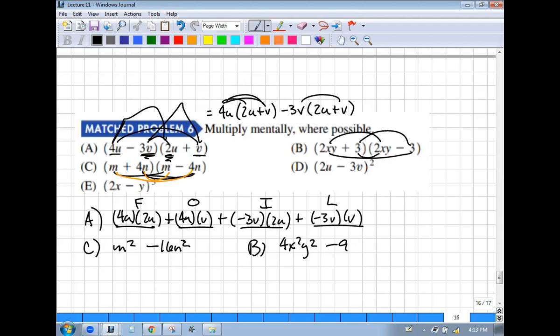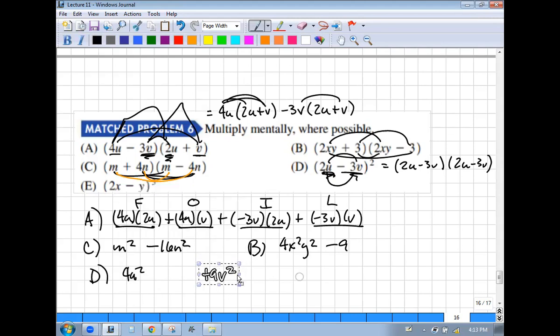Okay, let's look at D here. This is the same thing as 2u minus 3v times 2u minus 3v, right? Because we're squaring it. You don't want to have to write that out to write the answer down, right? You know you're going to get this times itself, this times itself, and you know you're going to get this times this and this times this, right? And those are the same thing.